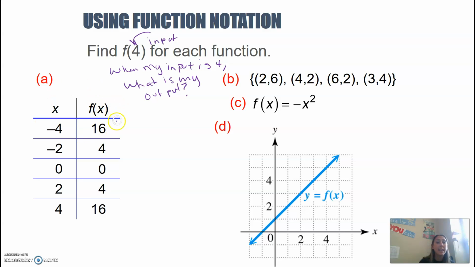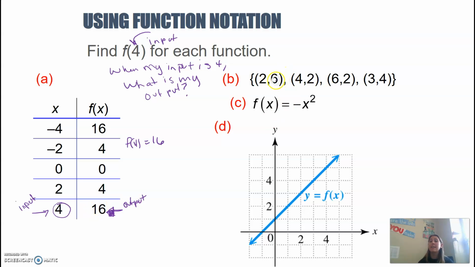So when I'm looking at this, this is saying for this function right here, this graph, for this input 4, so my input 4 is right here. There's your input. My output, whoops, my arrow got weird. This is my output. So then f of 4 for this function would be 16. So when my input is 4, my output is 16.